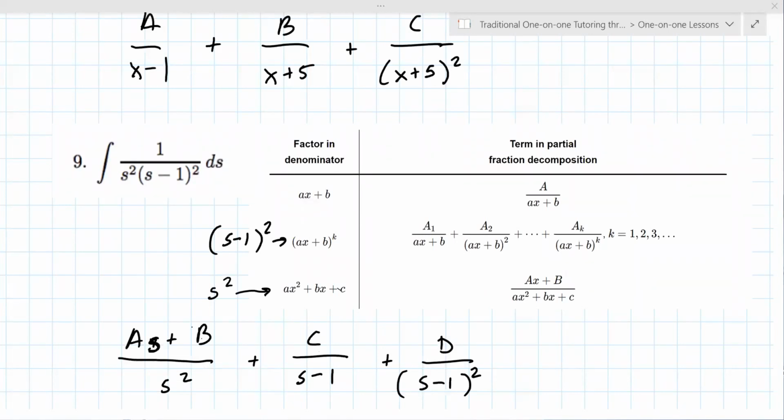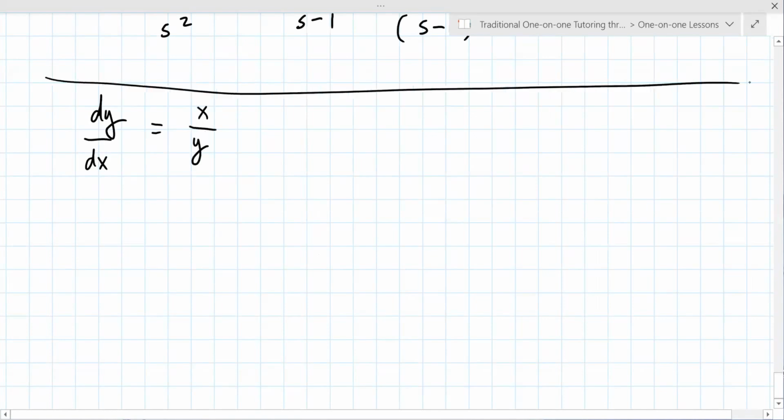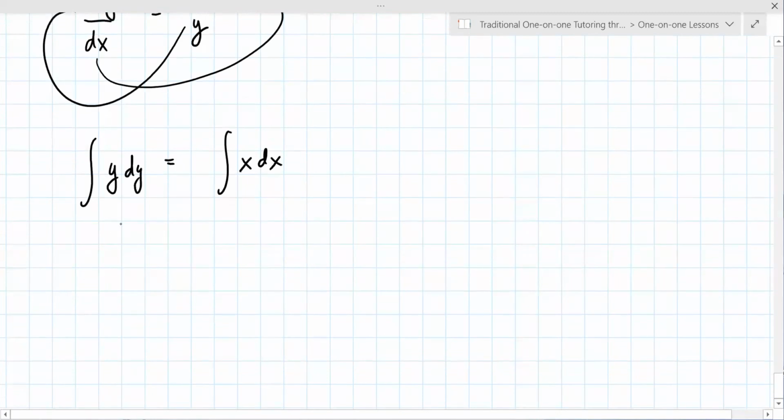Okay. I'm going to do a slightly different separable differential equation to start. Separable means that you can separate the variables. This is your classic question where you need to move the dx over here and the y over here. You're essentially multiplying both sides by dx and then both sides by y. So you get integral y dy equals integral x dx. Okay, and so you just integrate both sides. You're always going to integrate both sides.